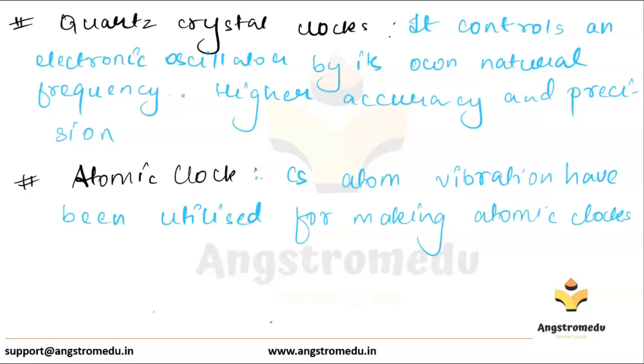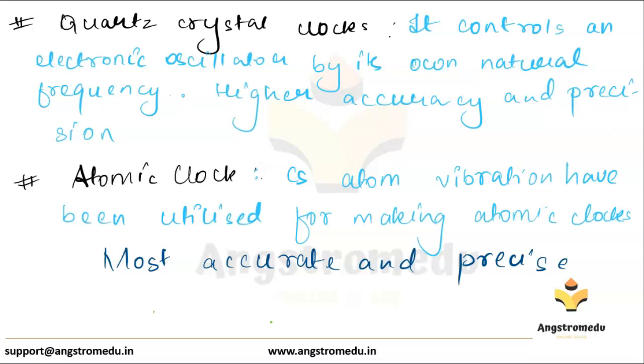These atomic vibrations are so steady that the clocks controlled by them hardly show a difference of a fraction of a second over thousands of years. So it is the most accurate and precise type of measurement of time. So this is all about the measurement of time.